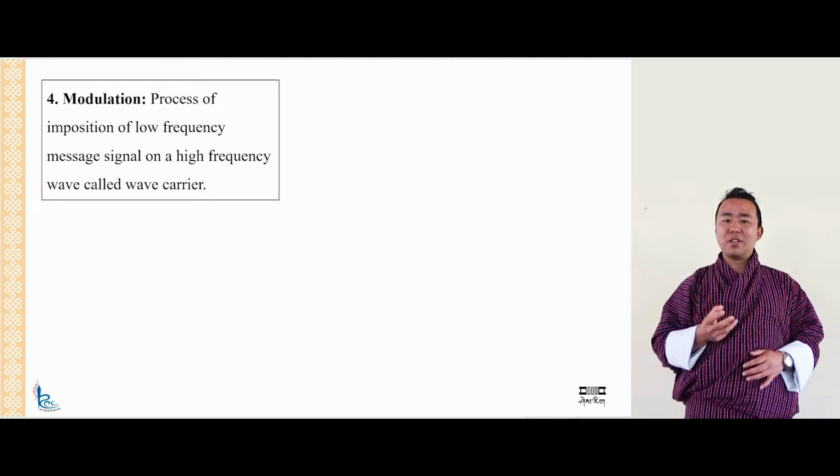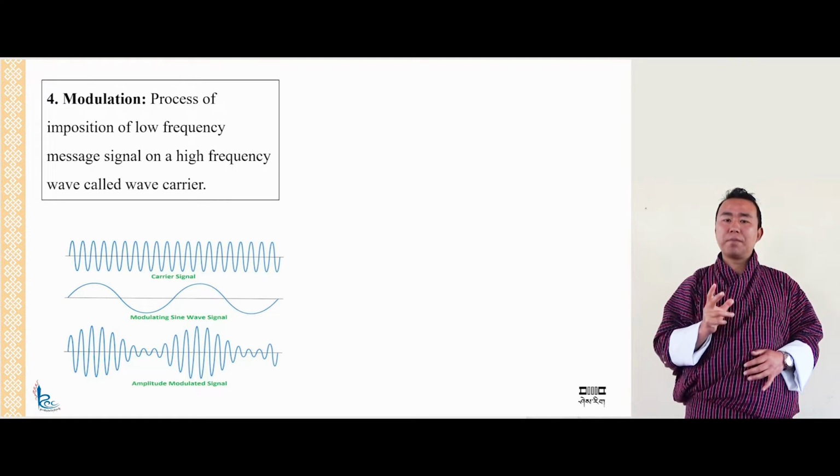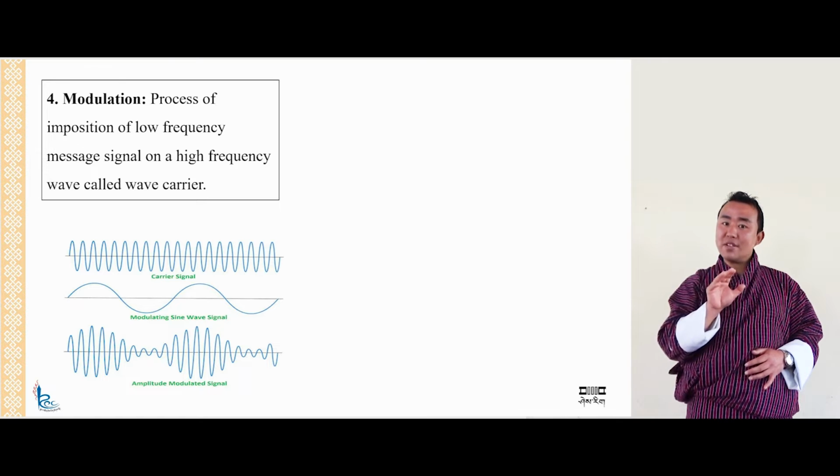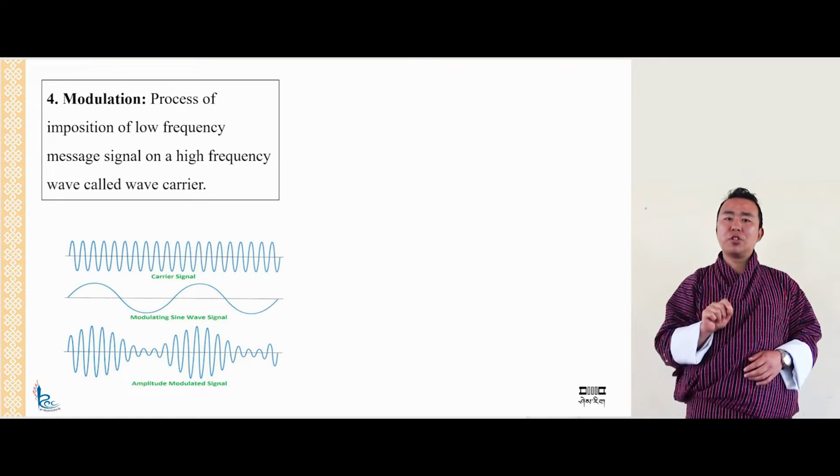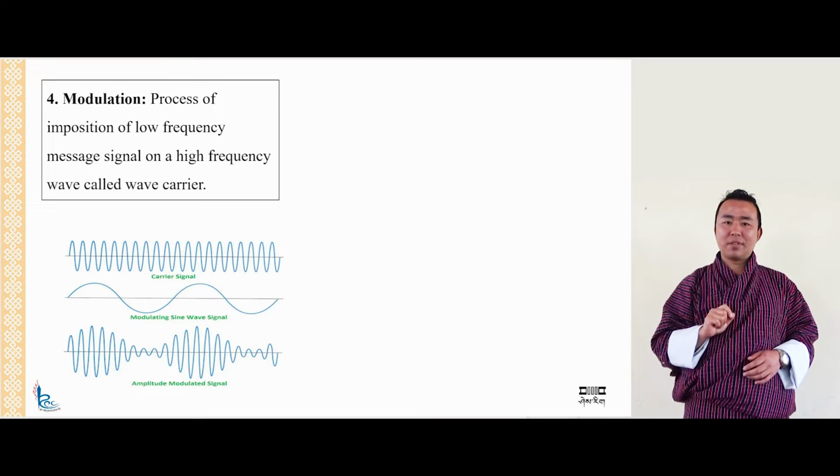The next basic terminology we should know is modulation. Modulation is a process of mixing a signal of low frequency with another signal having a high frequency, and that signal having high frequency is called carrier wave. In physics, we can define modulation as the process of imposition of a low frequency wave on a high frequency wave called the carrier wave, and this process is called modulation.